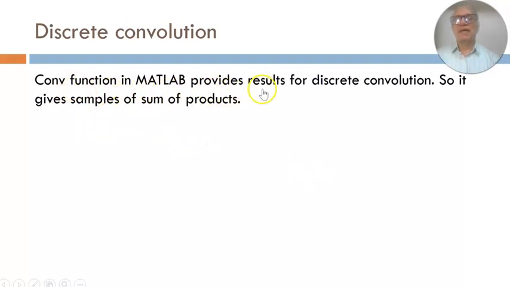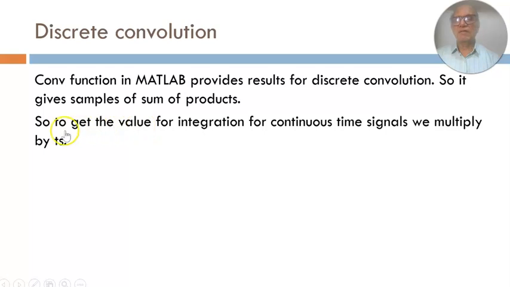The convolution function in MATLAB provides results for discrete signals. So it gives samples of sum of products. That formula we have already seen. To get the value of the integration for continuous time signals, we multiply by ts. Just now we have seen that the sum of all the samples has to be multiplied by ts in order to get the total area. Of course, it will be approximate.